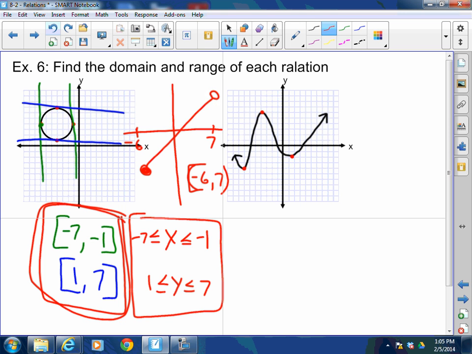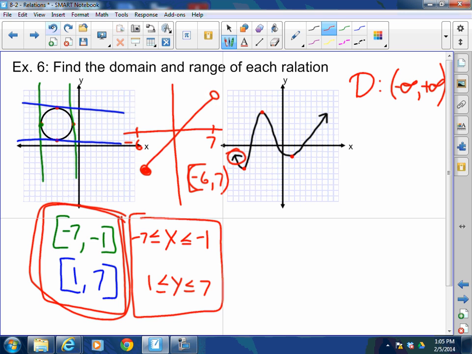How about this bad boy? What's the domain here? Very good. Negative infinity to positive infinity. Why? Because from left to right, this keeps going left forever, this keeps going right forever, and it's encompassed forever. You feel me?